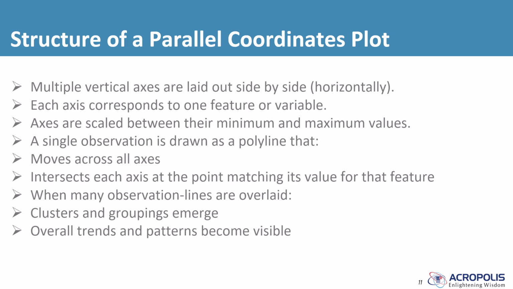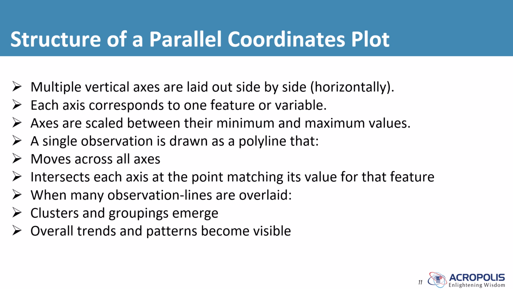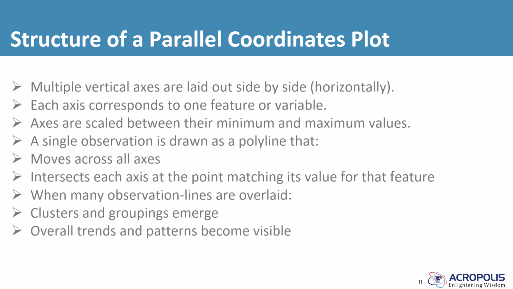So now we will see the structure of a parallel coordinates plot. Multiple vertical axes are laid out side by side, horizontally. Each axis corresponds to one feature or variable. Axes are scaled between their minimum and maximum values. A single observation is drawn as a polyline that moves across all axes, intersecting each axis at the point matching its value for that feature. When many observation lines are overlaid, clusters and groupings emerge. Overall trends and patterns become visible.